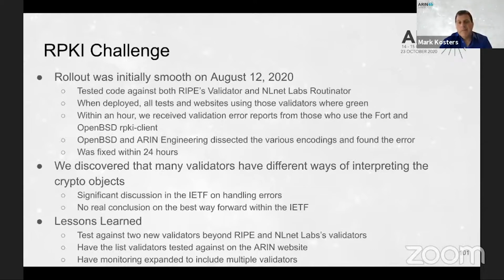Right now, every time we deploy a new update to the RPKI system in terms of putting out new data, new ROAs, everything else, we revalidate it to make sure it's correct before we push it out. And beyond the existing validators we use today, which are the RIPE and NLnet Labs validators, we'll start looking at others as well. Next slide, please.